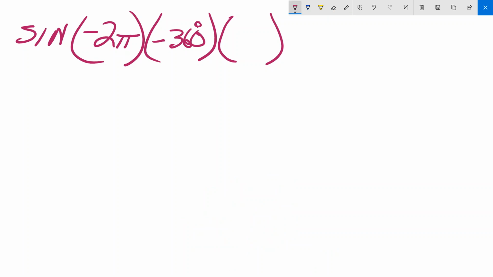So what do I get when I add 360 to this thing? To negative 360. Yeah, I'm dealing with a negative angle. So first of all, I want to turn it positive. Good. Now what's the sine of 0 degrees?